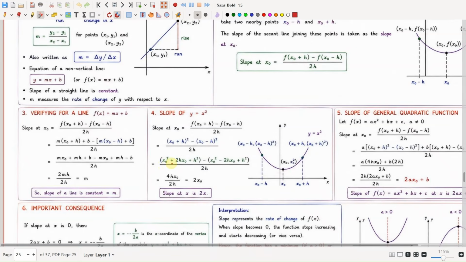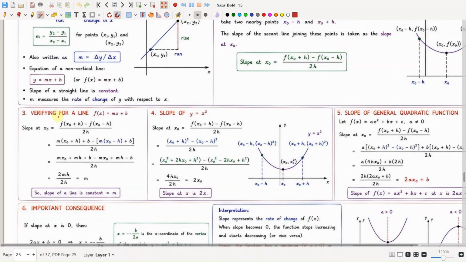Therefore x0 square + 2hx0 + h square minus x0 square minus 2hx0 plus h square. Here these two things and these two things will get cancelled. Since there is a minus and minus here, it becomes a positive when taking the product. So 2hx0 + 2hx0 will be 4hx0 divided by 2h, and when we cancel, it will be 2x0. So the slope at x is 2x.